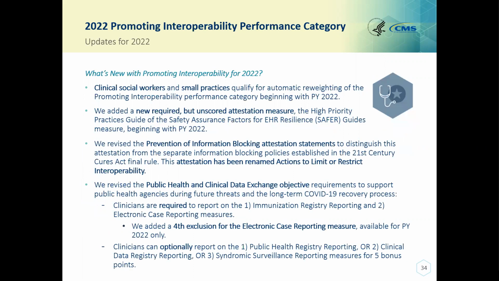Next slide, please. Okay, so we had a bunch of changes, and I know I've been answering questions in the Q&A box, but I'm going to go through everything again. So what's new for 2022? Clinical social workers are now also a MIPS eligible clinician type, and they are eligible for automatic reweighting of the PI category. What that means is we would automatically reweight them, but if they choose to submit data, that data would be scored. Same for small practices.